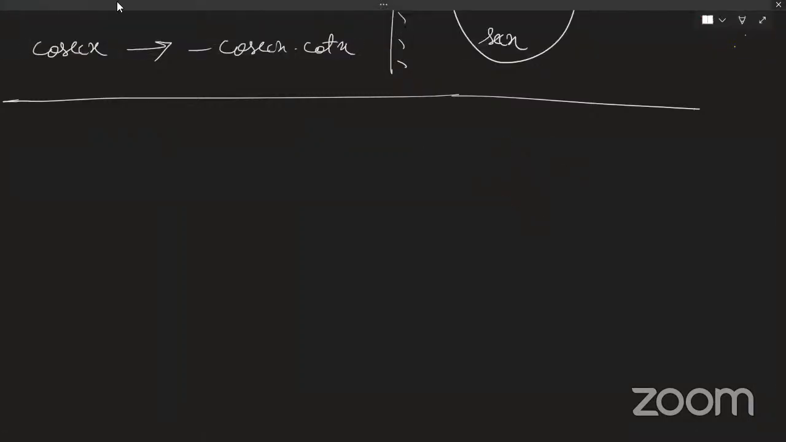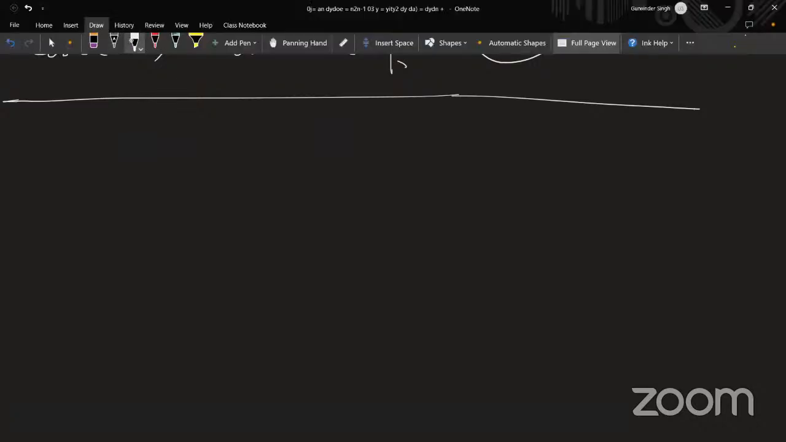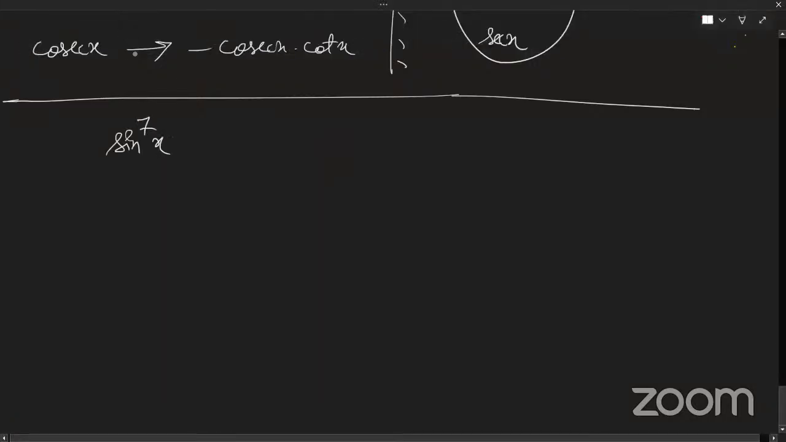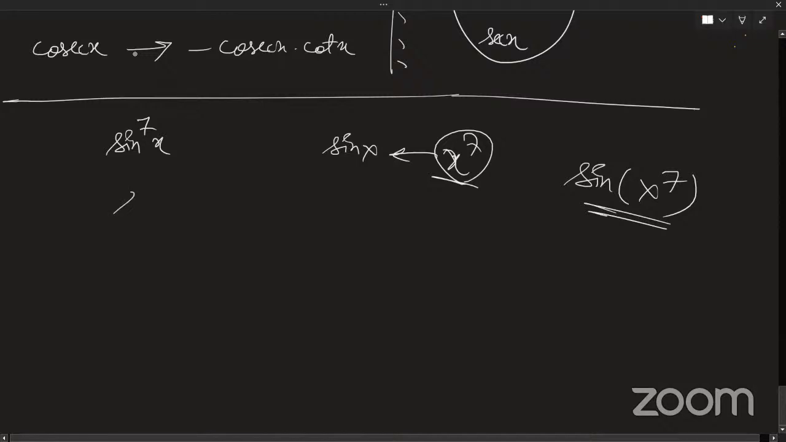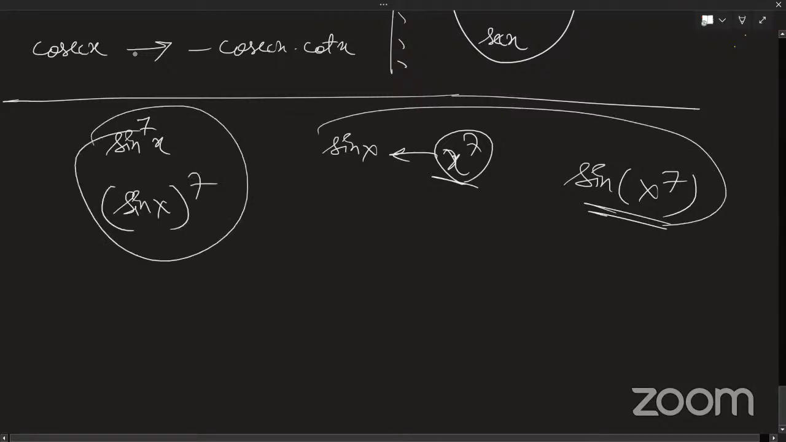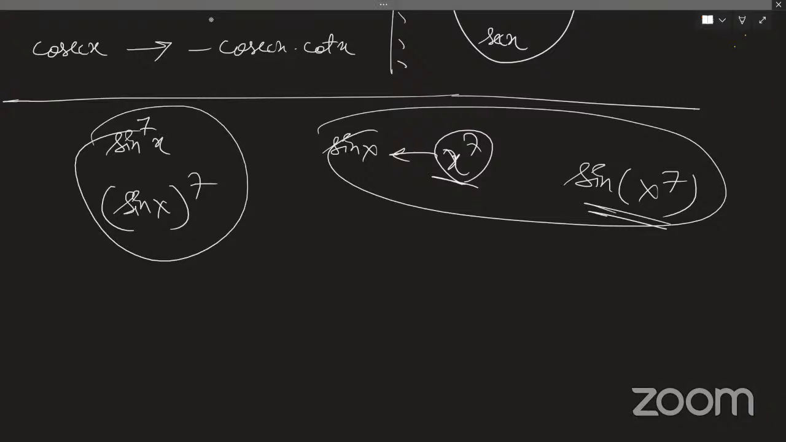Sorry, many people think the other way around. Like sin to the power 7x. So many people think that inside sin x they should put x raised to power 7. No, it is not like that. It will turn out to be sine of x raised to power 7. There is a difference between these two. It is sine x to the power of 7. Okay. I hope you guys get it.